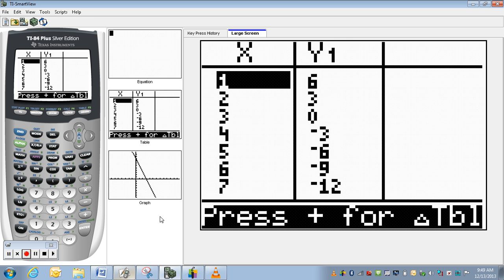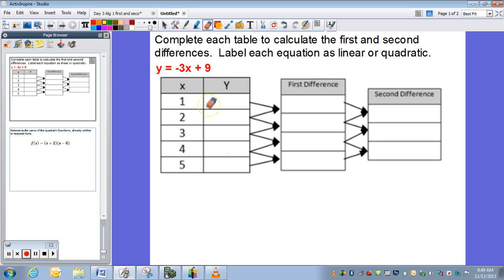All right, so I have my x and y values. I'm going to look at that and fill in my chart. Could you share the numbers with me? When x is 1, what's the value for y? 6. Okay, then 2 is 3. 3 is 0. 4 is negative 3. 5 is negative 6. All right, thank you.